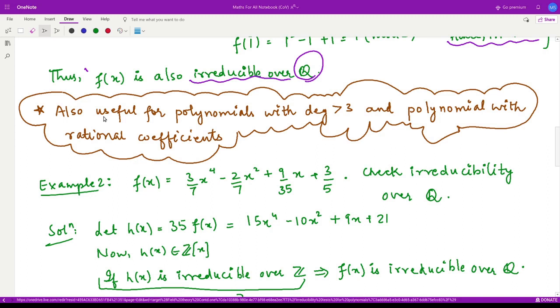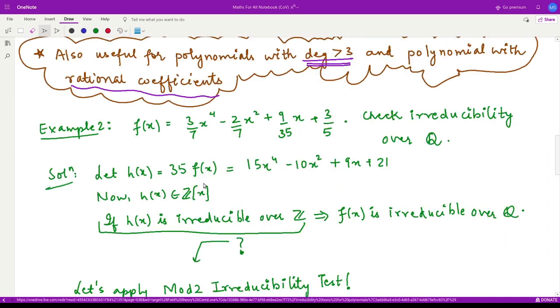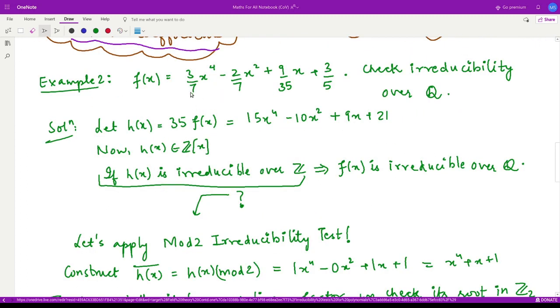The main property of this test is that it is also useful for polynomials having degree greater than 3. Moreover, it could also be applied to polynomials having rational coefficients. So let us look at another example with rational coefficients and degree greater than 3. Let us take this polynomial fx equal to 3 by 7 x to the power 4 minus 2 by 7 x square plus 9 by 35 x plus 3 by 5. We need to check whether this polynomial is irreducible over the set of rationals or not.